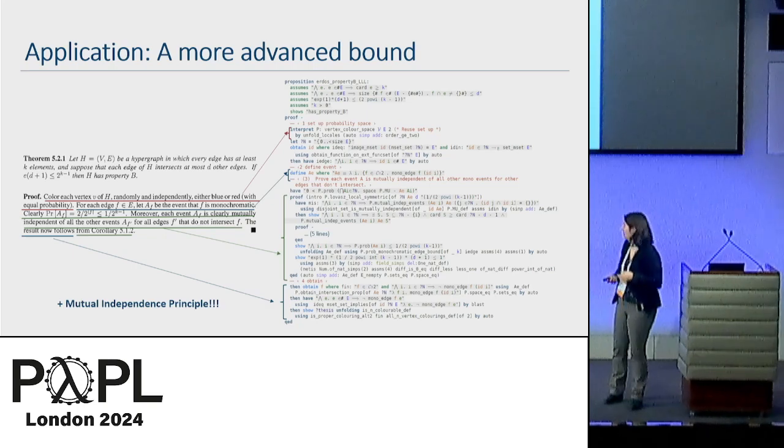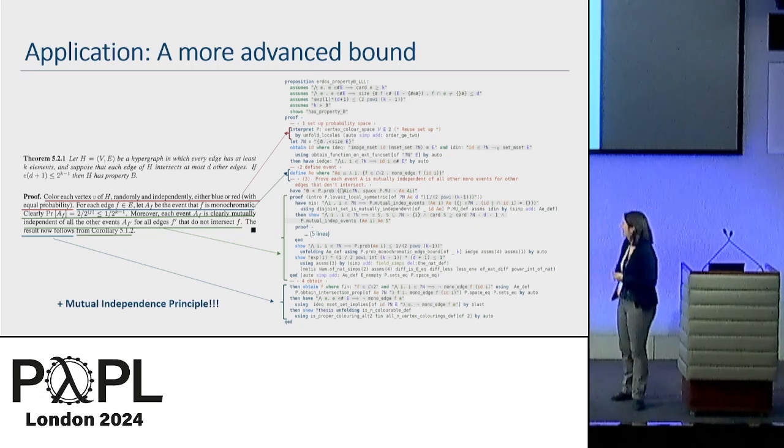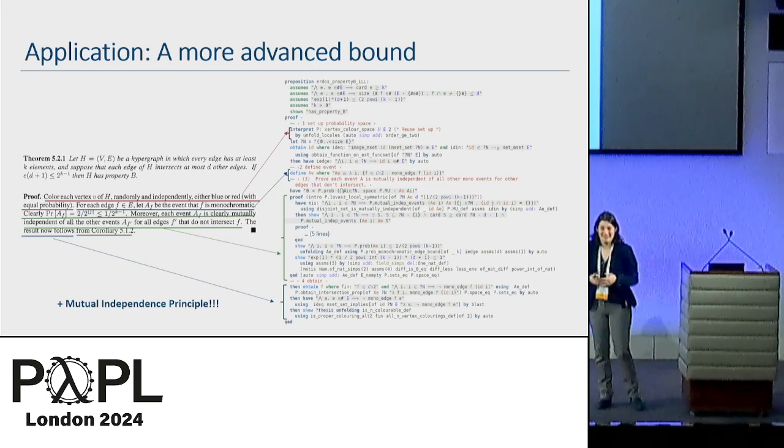So that was similarly simple. Then there was this: moreover, each event is clearly mutually independent from all the other events, where you've got that intersection property. It's not clearly mutually independent.